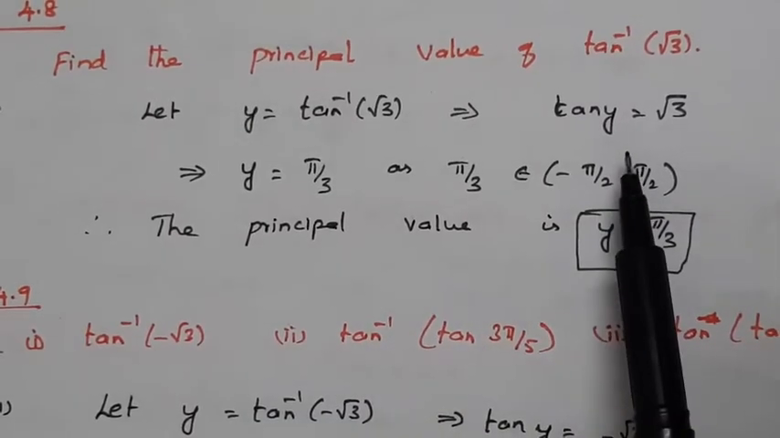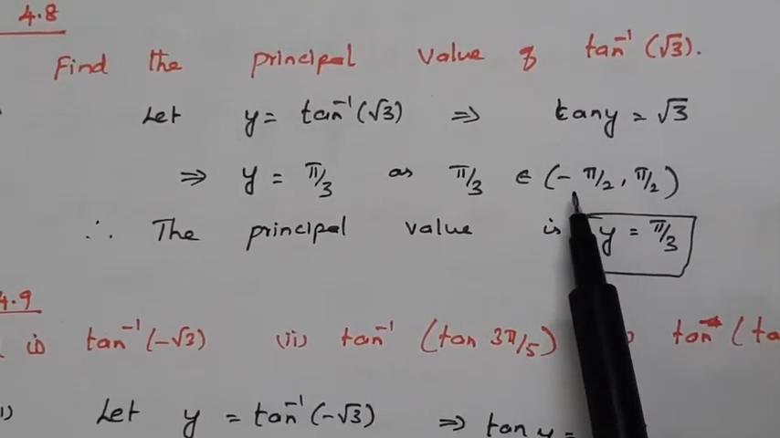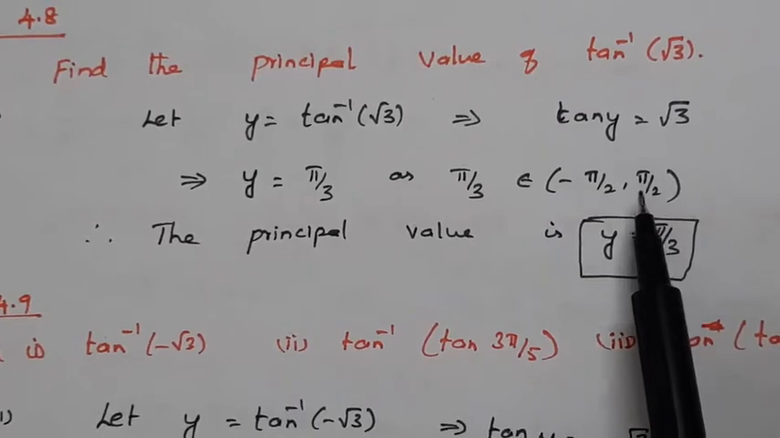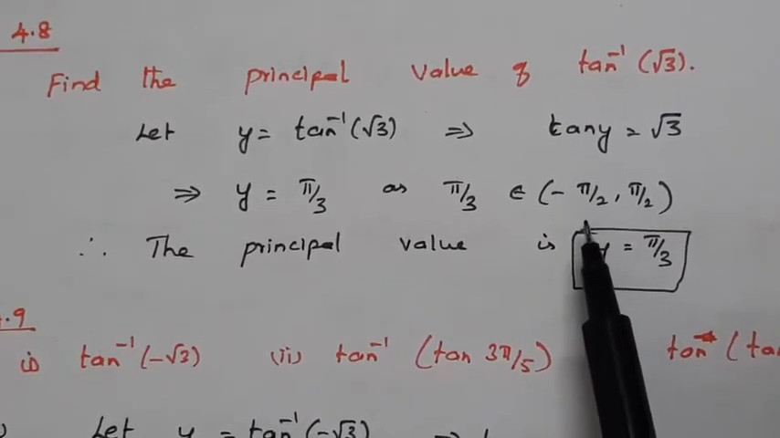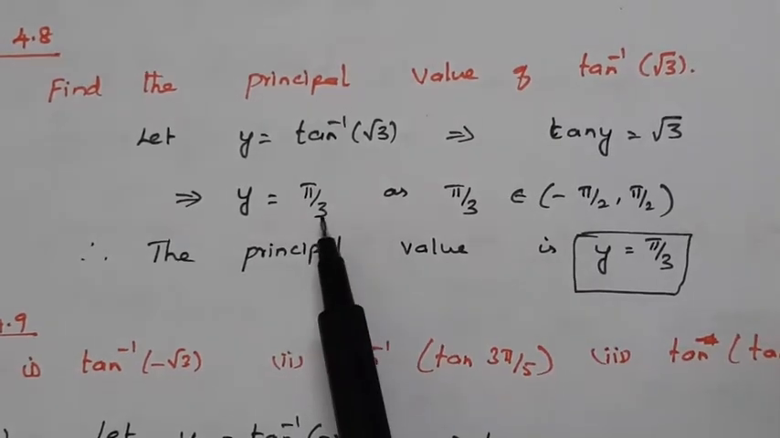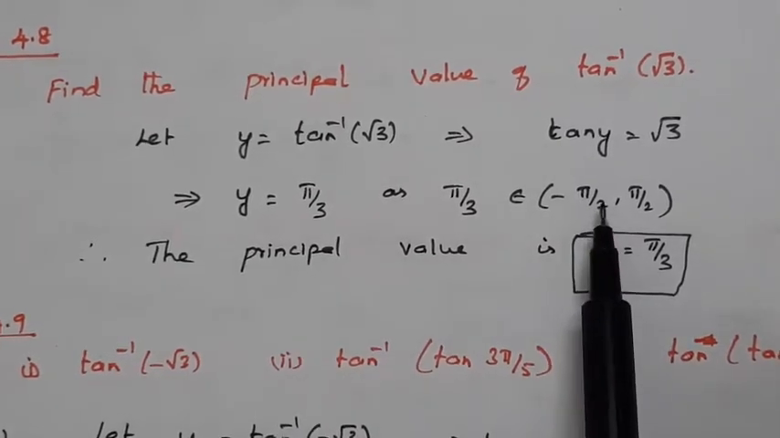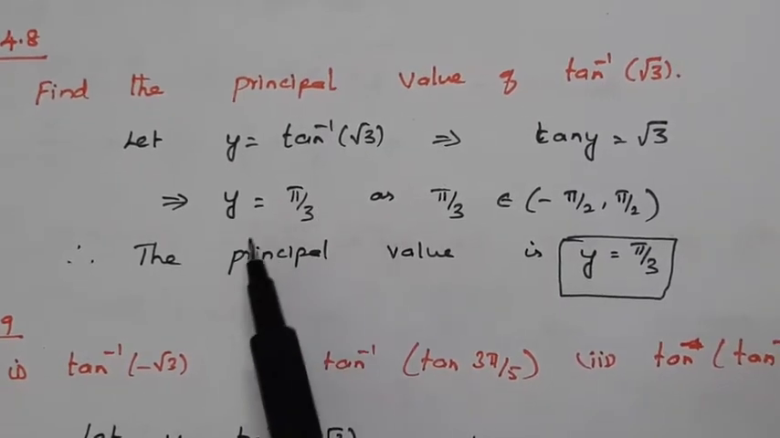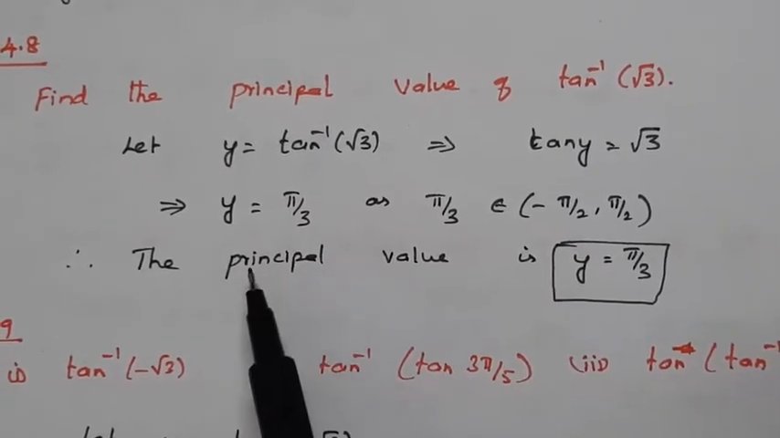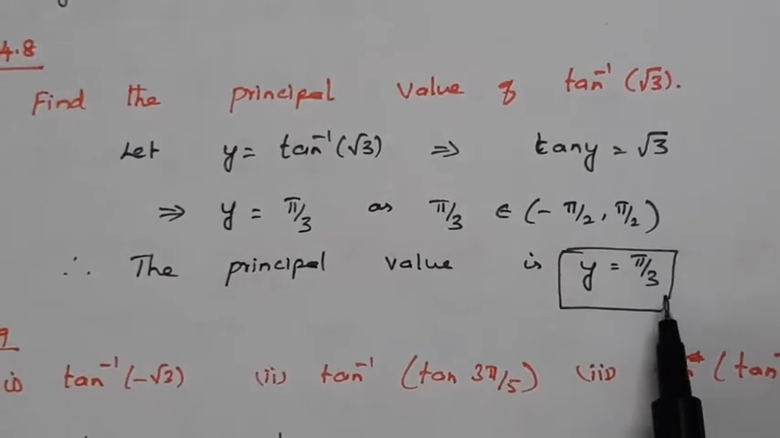But you have to take the value in the open interval minus pi by 2 to pi by 2, that is, the angles in the first quadrant as well as in the fourth quadrant. So pi by 3 belongs to this open interval minus pi by 2 to plus pi by 2, as it lies in the first quadrant. So we can take it as the principal value. So what is the principal value? y is equal to pi by 3.